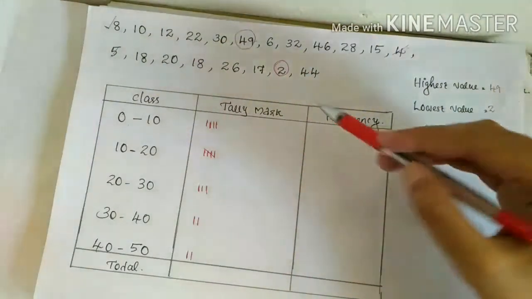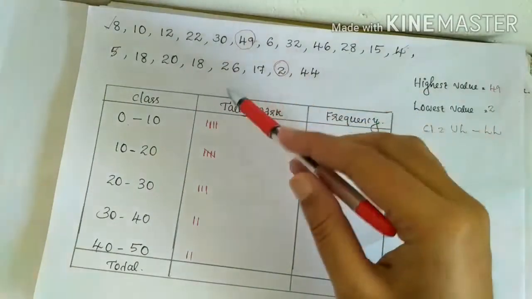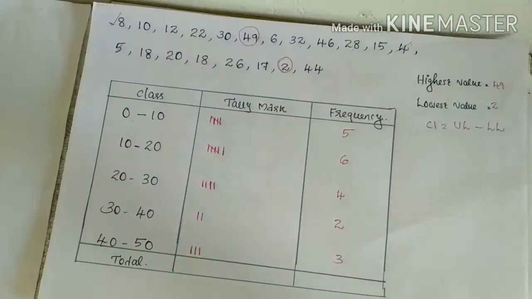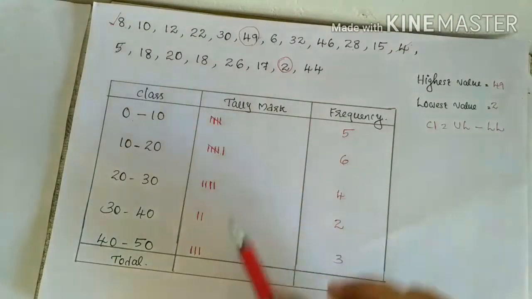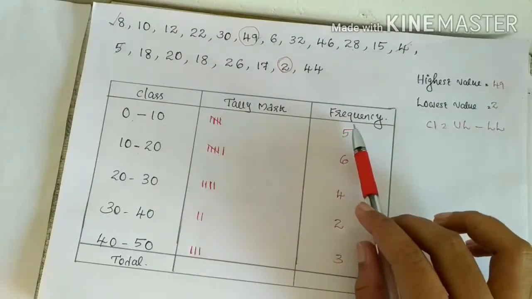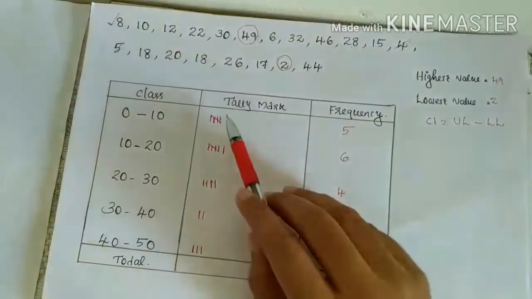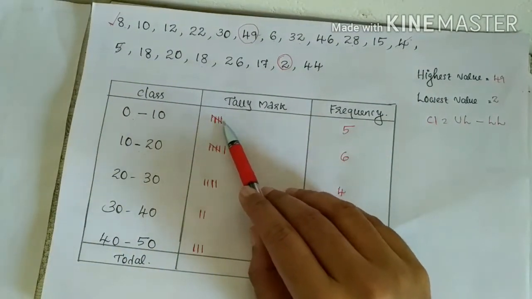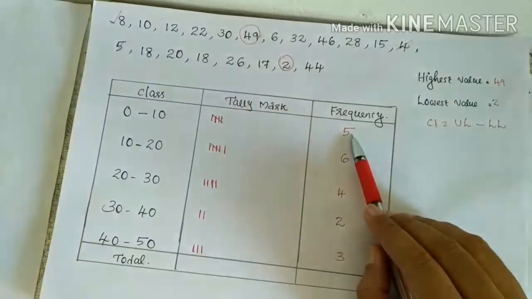The same procedure, we have to complete for the whole data. After plotting the tally marks, the next step is to mark the frequency. Here the total number of tally marks is 5: 1, 2, 3, 4 and this one is 5. So the frequency is 5.